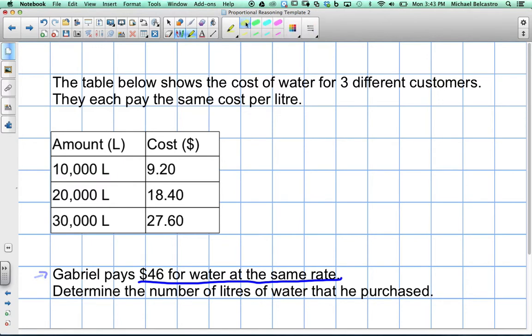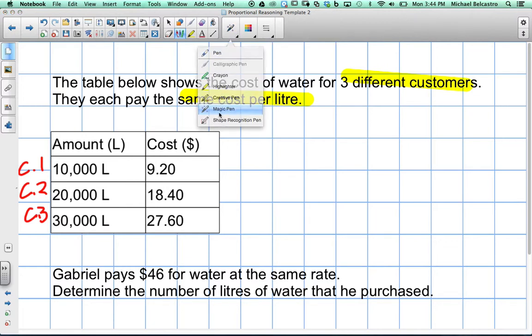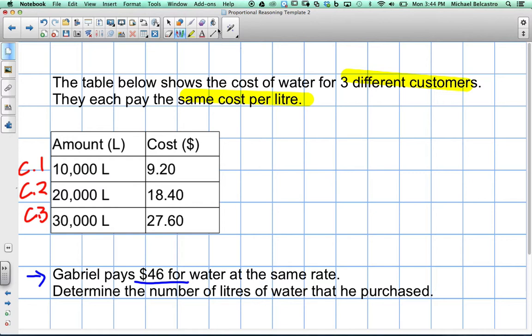So, important info. The table below shows the cost of water for 3 different customers. So each of these is a different customer, and they each pay the same cost per liter. So we know that the rate is the exact same. Here's our table. We'll call this customer 1, customer 2, and customer 3, all paying the same rate, and we'll check that. The question says Gabriel pays $46 for water. That's important. He pays $46 for water, and it's at the same rate. Determine the number of liters of water that he purchases.